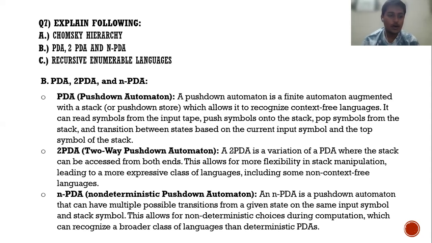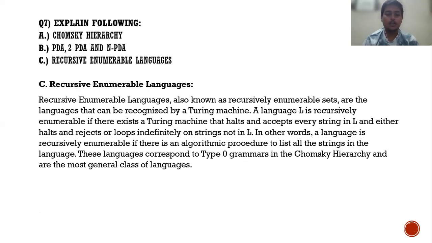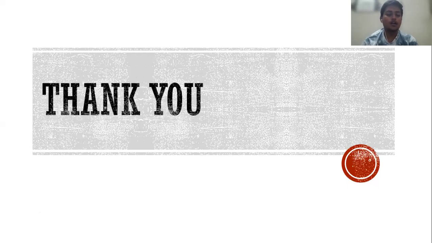Let's jump to the next part here, which is recursively enumerable language. Recursively enumerable sets are the languages that can be recognized by a Turing machine. A language L is recursively enumerable if there exists a Turing machine that halts and accepts every string in L and either halts and rejects or loops indefinitely on strings not in L. Here is my whole paper review for EndSem. Thank you.